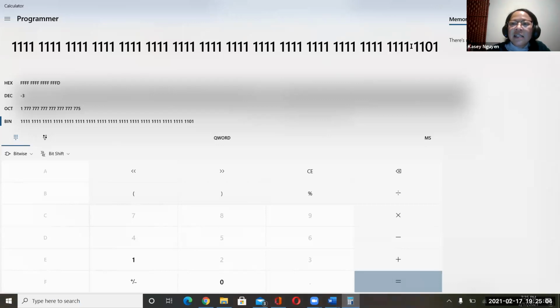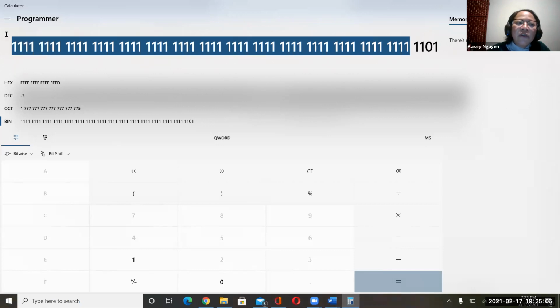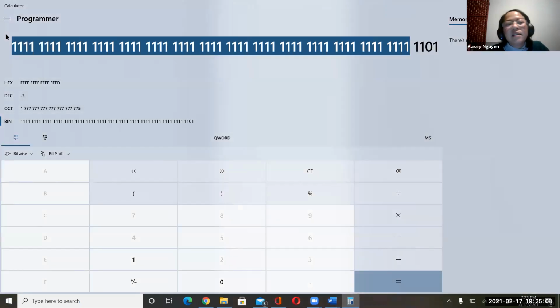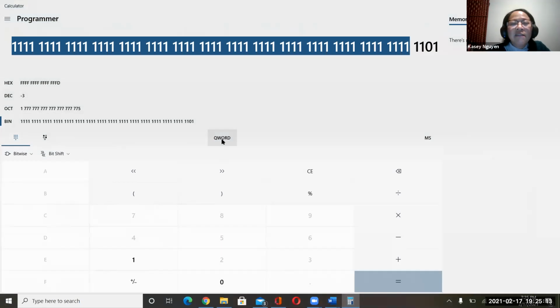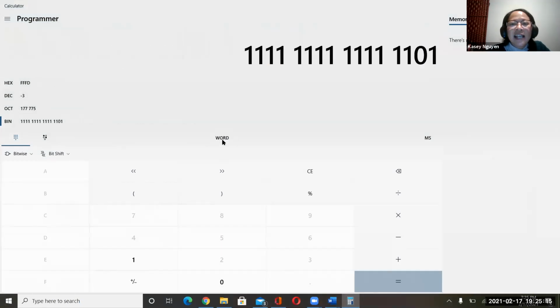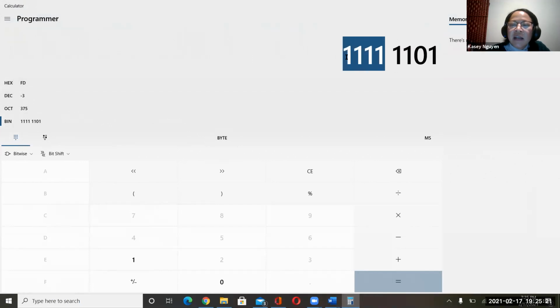It's going to fill in all the rest with ones. I'm in the quad word, which is 64-bit, and you can size it down. So when we're looking at a byte, it's going to take the rest of the bits here and put in the 1 to represent the negative sign, or the sign value. Okay.